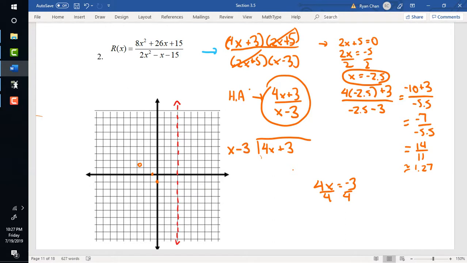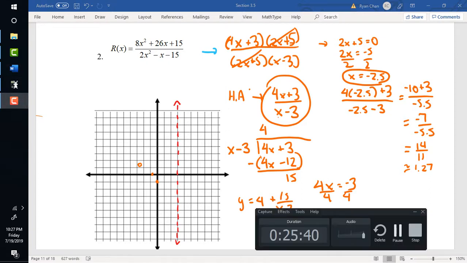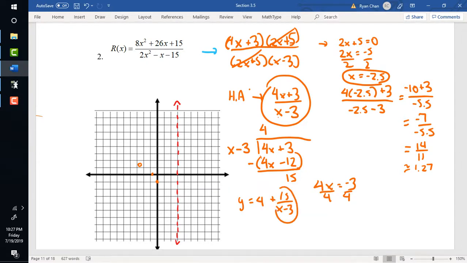Okay, so I'm like, what does x multiply to get me 4? That's 4. I should realize I have the same degree, so I should actually just have a coefficient. So I have 4x minus 12, but I can still use long division. And I get 15. So y is equal to 4 plus 15 over x minus 3. And then remember, this goes to 0. So I have a horizontal asymptote at y is equal to 4.